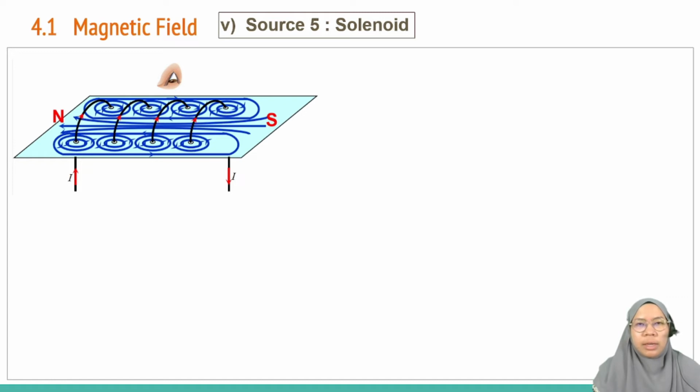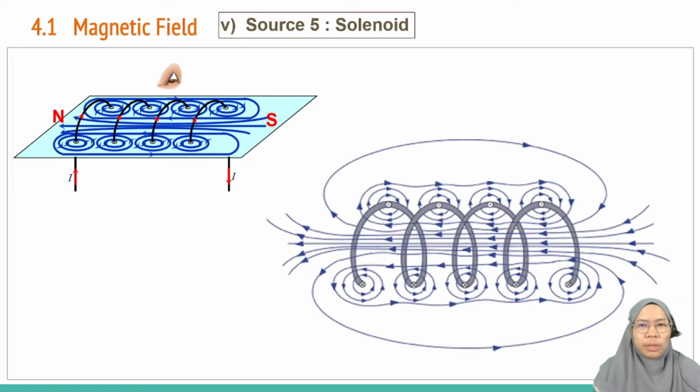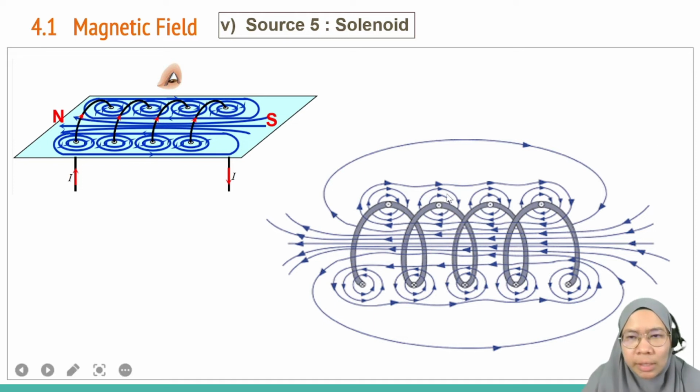The next source of magnetic field is the solenoid. So this is the pattern around a solenoid. You can see we have a greater number of lines in the middle of the solenoid, and at the outside over here we have a bigger gap. So we can compare the strength. In the middle, the strength of the magnetic field is stronger than the outer region.